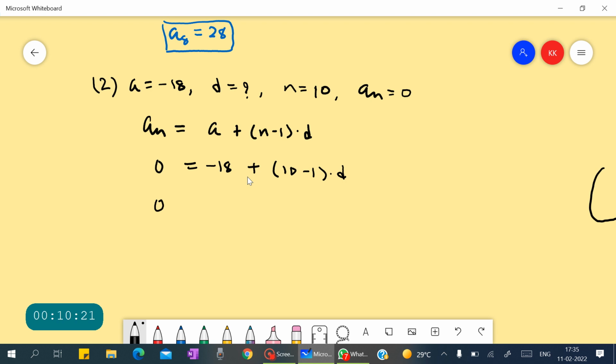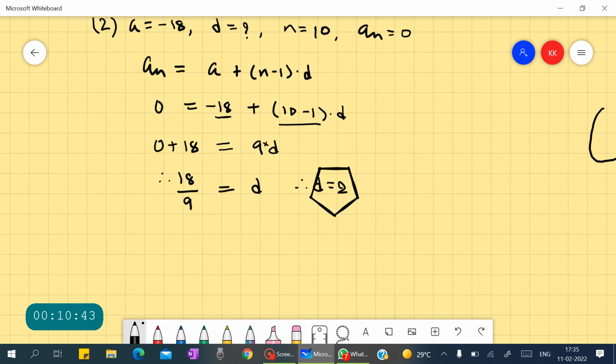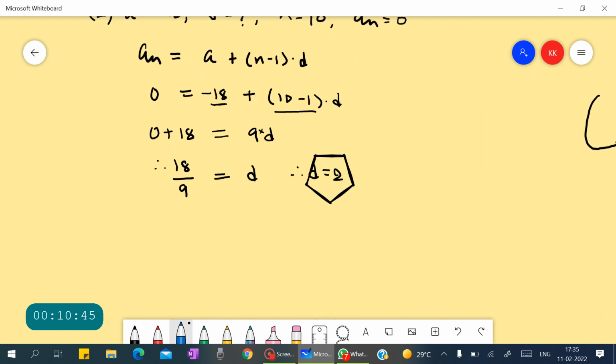So I'm transferring minus 18 to the left side, so it will become plus 18 equals, now 10 minus 1, that is 9d. So 18, this 9 will shift to the left side as division, because here it is in the relation of multiplication. So d would be equal to 2. These are all MCQ questions, I hope you all can understand well.